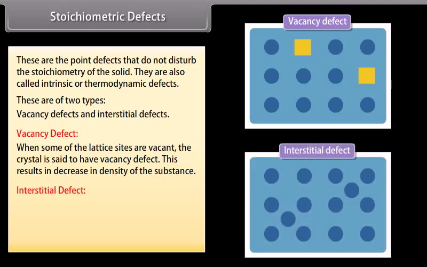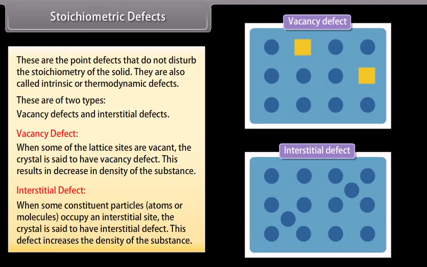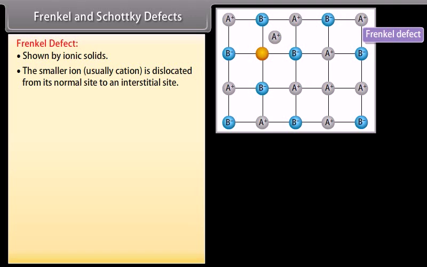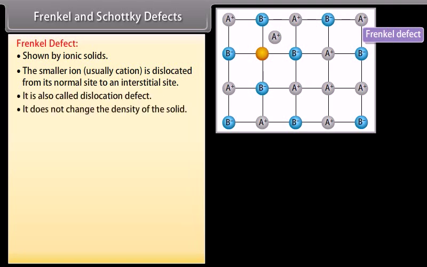2. Interstitial defect. When some constituent particles, atoms or molecules, occupy an interstitial site, the crystal is said to have interstitial defect. This defect increases the density of the substance. Frenkel and Schottky defects. Frenkel defect, shown by ionic solids. The smaller ion, usually the cation, is dislocated from its normal site to an interstitial site. It is also called dislocation defect. It does not change the density of the solid.